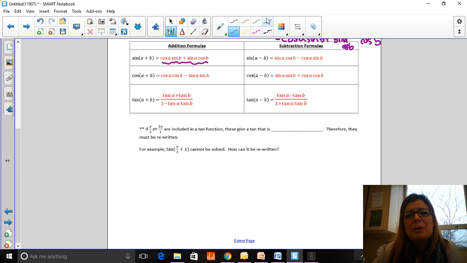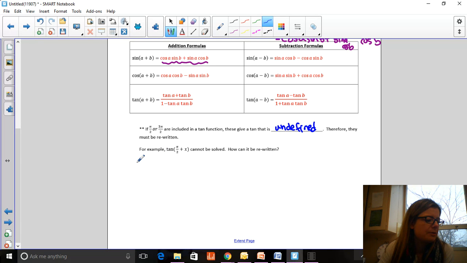I just want to make one note about tan, because tan has this weird thing where sometimes it can be undefined. So if you have pi over 2 or 3 pi over 2 as part of your tan function, these give a tan that is undefined, so therefore you can't rewrite them. So for instance, if you have tan of pi over 2 plus x, it can't be solved because this gives an undefined value. Okay, so the problem is that sometimes students then just say, oh, I'll just put that as 0. But undefined and 0 aren't the same thing.